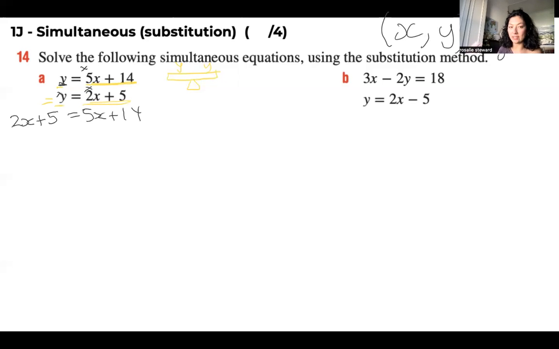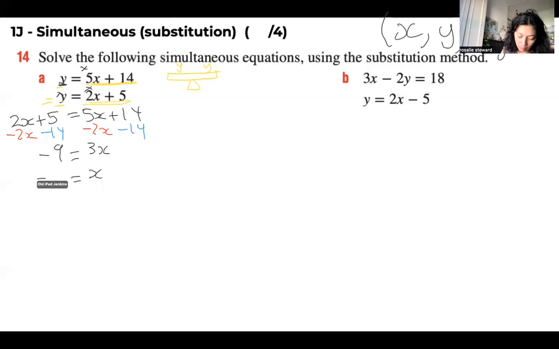Now you've got it like this, you can just solve it like a regular equation. So what am I going to do? I'm going to move my x's to the side where they're bigger. So I'm going to subtract 2x from both sides, meaning that I'm going to subtract my numbers from the other side. So subtract that 14 there. Just do some quick mental maths. So I've got 3x being equivalent to -9, meaning that x is equivalent to -3.